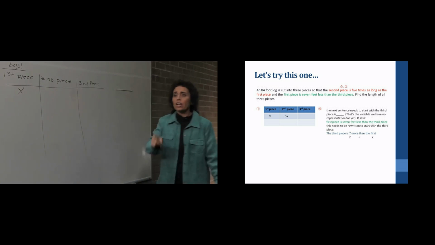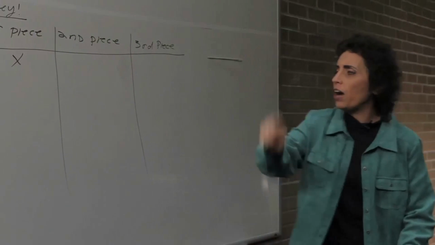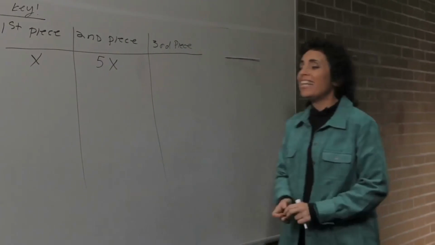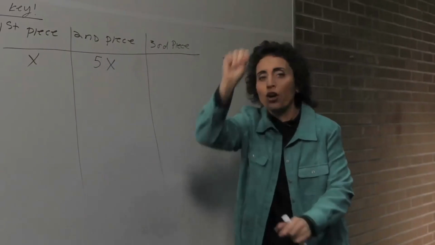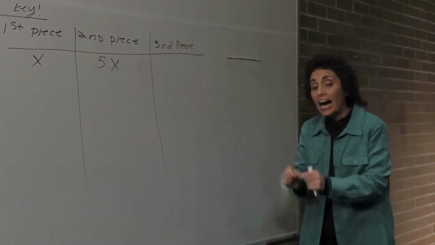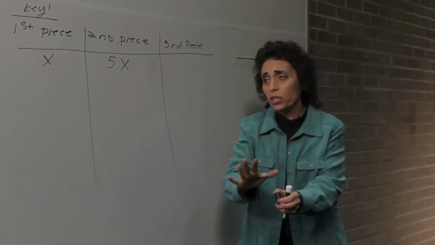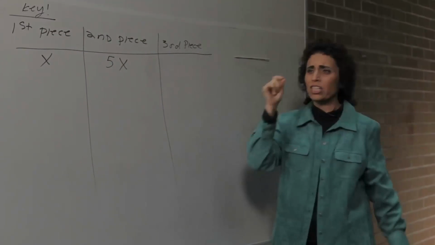So that's X. Now let's go read that again. The second piece is 5 times the first. Now, if we are lucky, the next statement will start with the third piece. If not, we're going to rewrite it so it does. Here's the deal. This is not the only way to do this problem, but it's the easiest way for me to explain to you how to do these problems. So let's look at the next sentence.